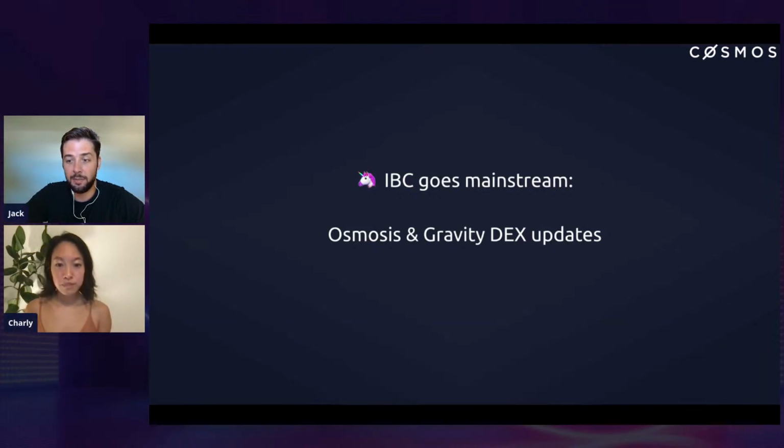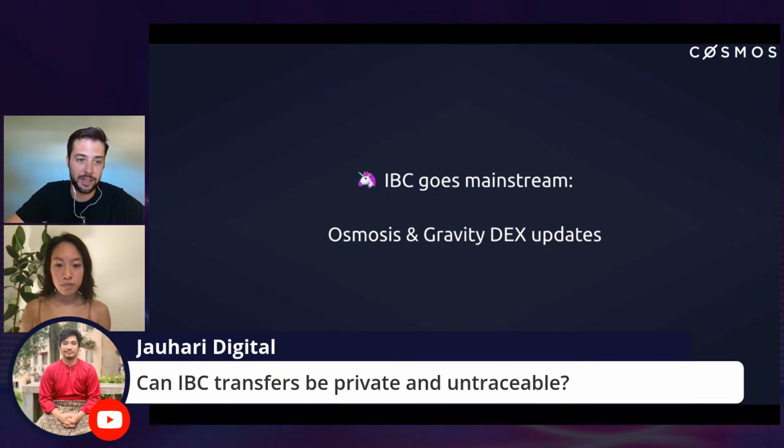Juhari asks, can IBC transfers be private and untraceable? This is a really interesting question because, as everyone does notice, all Cosmos chains are not really private. There's the Secret Network, which is private, but IBC transfers even over to Secret, after they enable it, will be public. They'll be out in the clear.